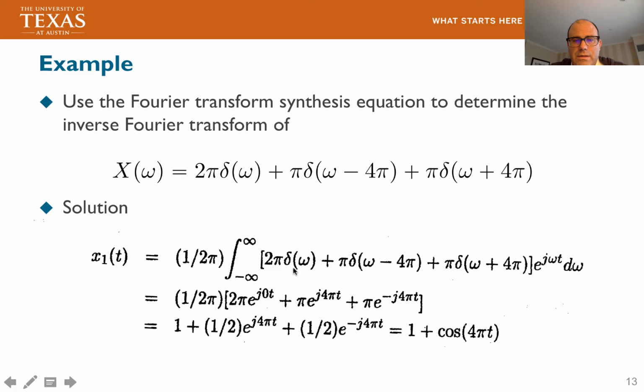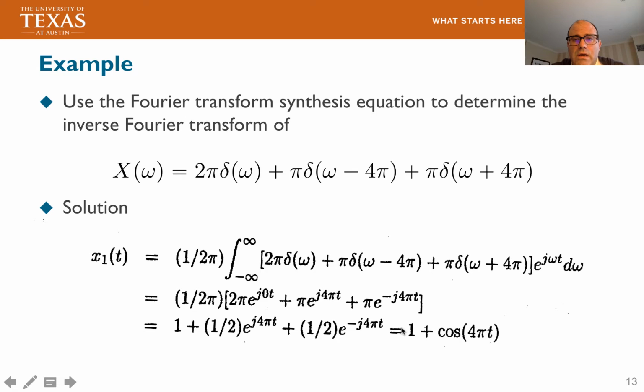So substituting into the equation and separating out the integral and using the delta property, we get 2 pi e to the j 0t, pi e to the j 4 pi t, and pi e to the minus j 4 pi t. And getting rid of the 0 here, and multiplying through by 1 over 2 pi, this becomes 1 plus 1 half e to the j 4 pi t plus 1 half e to the minus j 4 pi t. Now we can combine those two together using Euler's to get 1 plus cosine of 4 pi t.